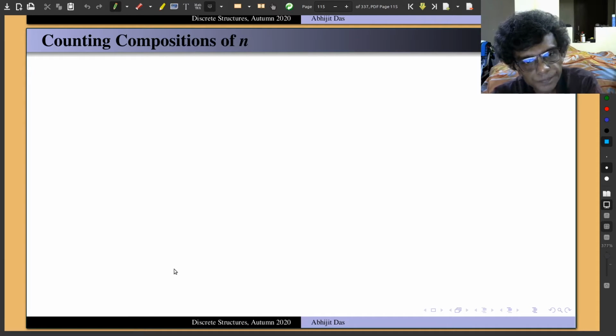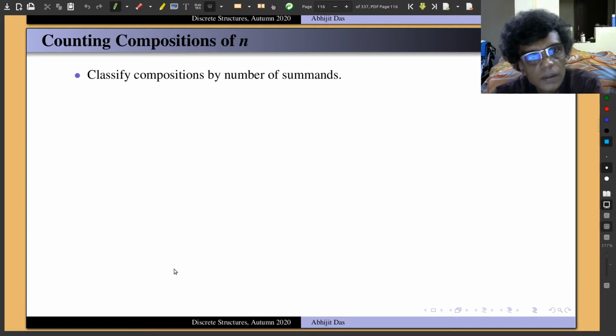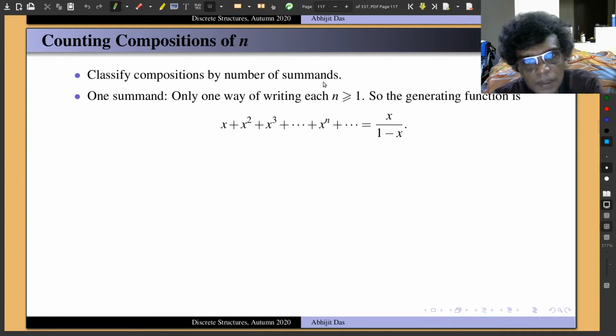Now, what do I do? In order to count compositions of n, we have to see how many summands there are. Classify compositions by the number of summands. If we have only one summand, then there is only one way of writing each n. For example, 1 can be written as 1, 2 can be written as 2, 3 can be written as 3, and so on. So the relevant generating function is x plus x square plus x cube and so on, that is x over 1 minus x.